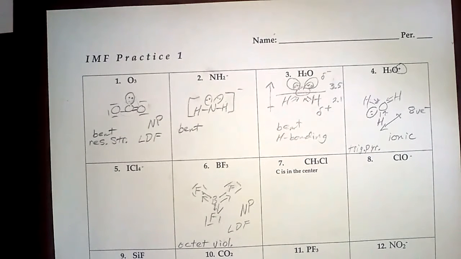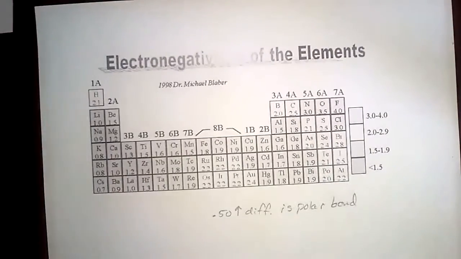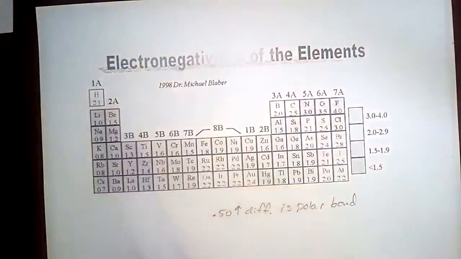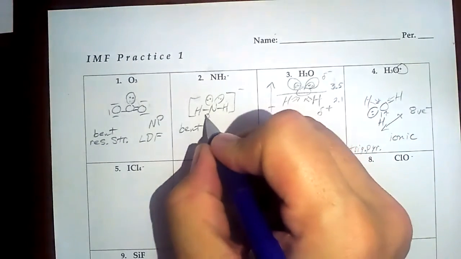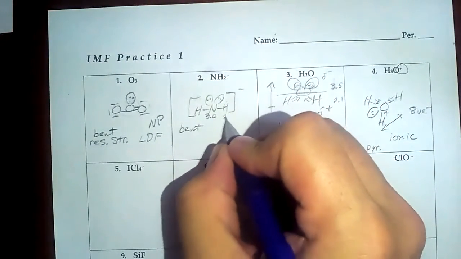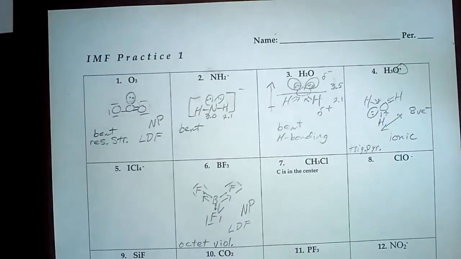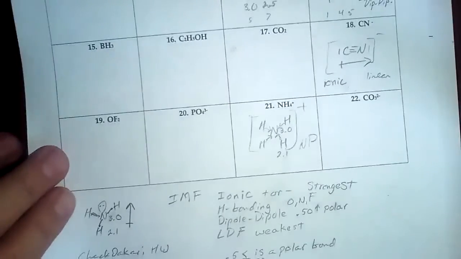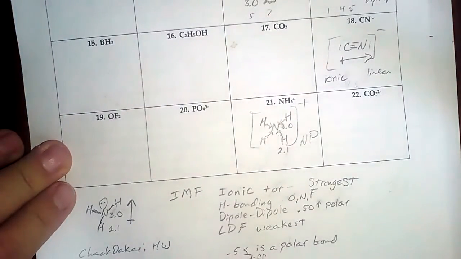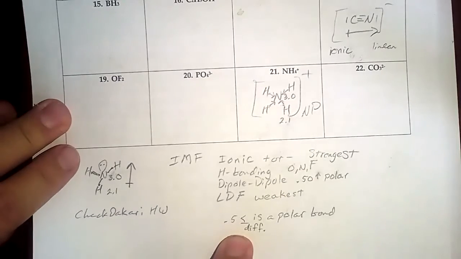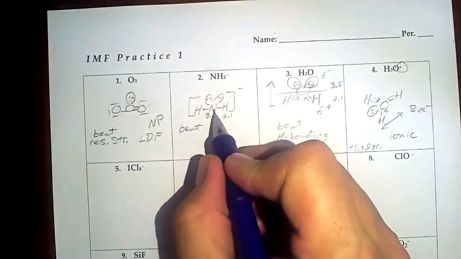Okay, back to the polarity stuff. What's the polarity difference between H and N? This is a 3.0, that's a 2.1. Maybe you write those down. I don't know, you don't have to. I will just to show what I'm doing. Is the difference between them 0.5 equal to 0.5 or greater? Yes. Is that a polar bond? Yes. These bonds will shift toward the stronger number.